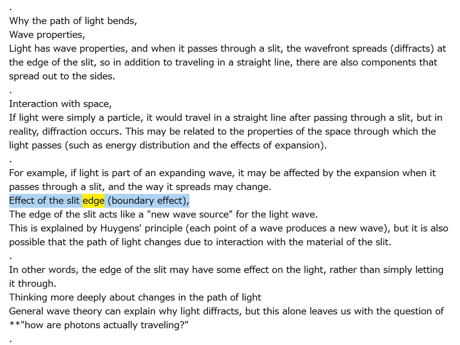Effect of the slit edge. Boundary effect. The edge of the slit acts like a new wave source for the light wave. This is explained by Huygens' principle. Each point of a wave produces a new wave, but it is also possible that the path of light changes due to interaction with the material of the slit. In other words, the edge of the slit may have some effect on the light, rather than simply letting it through.